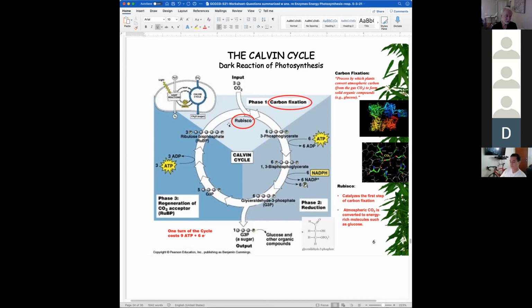So 1 turn of this cycle costs 9 ATPs plus 6 electrons. And so you can see that instead of ATP coming out, ATP is going in. 6 ATPs go in to convert this step. And then you have NADPH giving up its electrons for this next step.